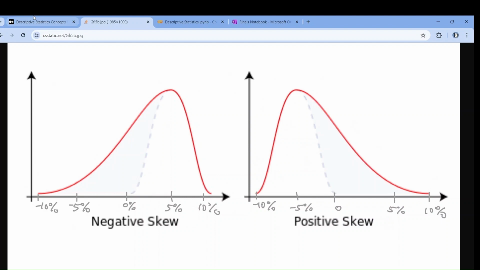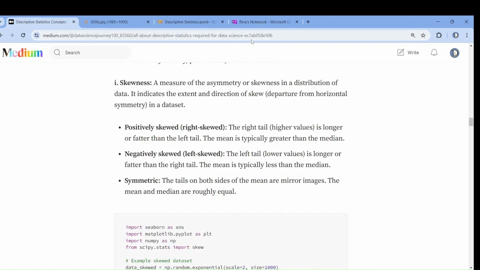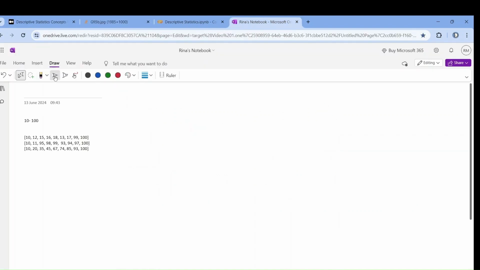Okay. And if the data is symmetrical, then how will it look? Then it will look like this one. Okay. Almost same in both of the sides. Then we can say the data set is symmetrical. The last data set. Fine.